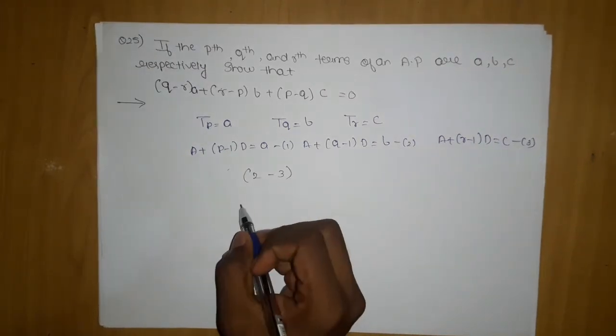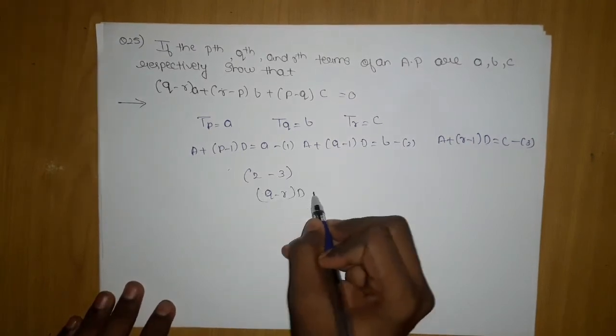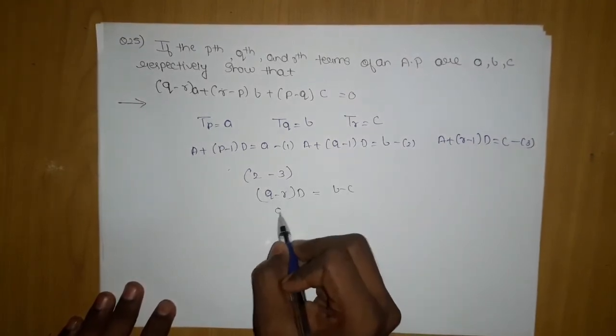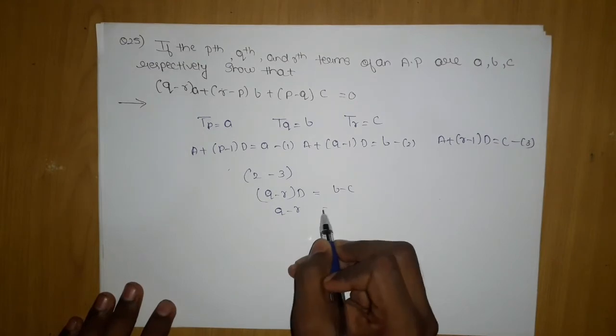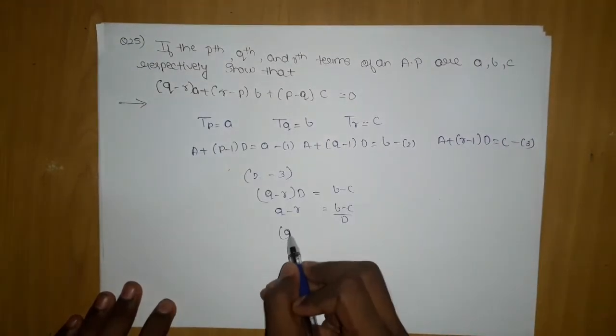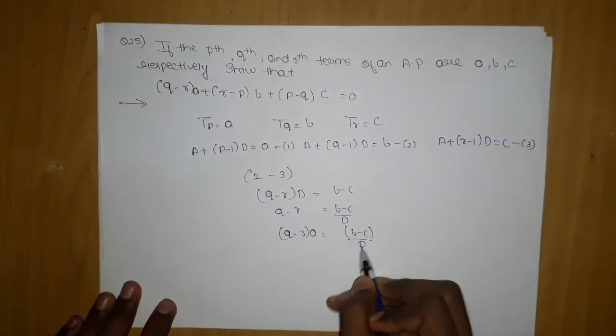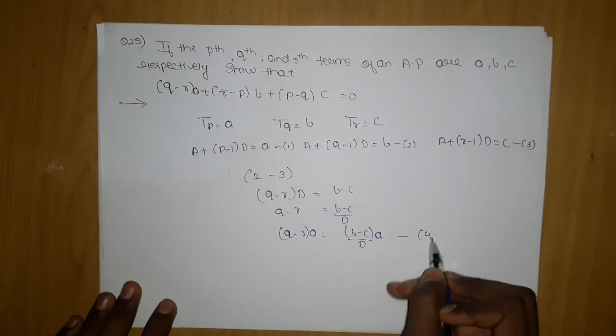The moment I do 2 minus 3, what I will get is (q minus r) into d equals b minus c, giving me q minus r equals (b minus c) by d. Now we want a also, so we multiply by a, which will give me (b minus c) by d into a. Keep it as sum 4th.